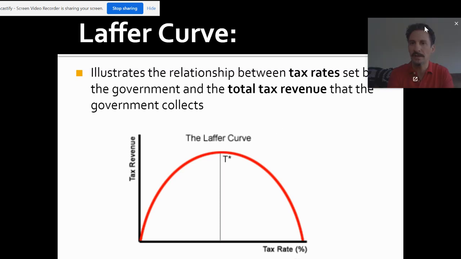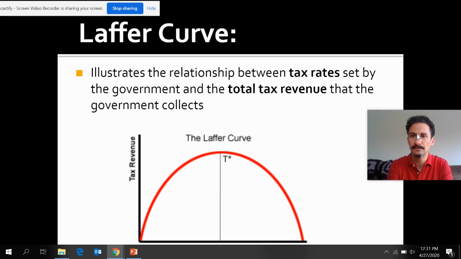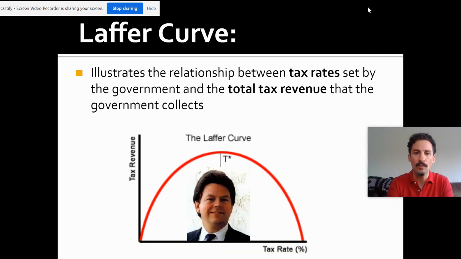A guy named Laffer created this curve because people said, well, if we just create enough taxes, in other words, we tax businesses enough, we can get all the money that we need. And then this guy named Laffer said, this is only partially true.